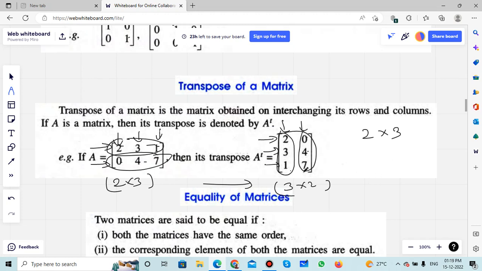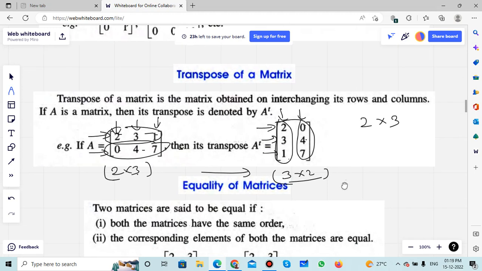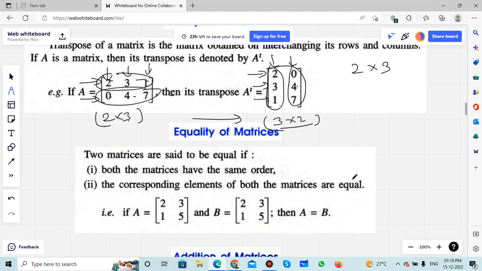So transposition is what? Converting the order here. 2 by 3 will become 3 by 2 here. Okay, so easily you can understand and do it.